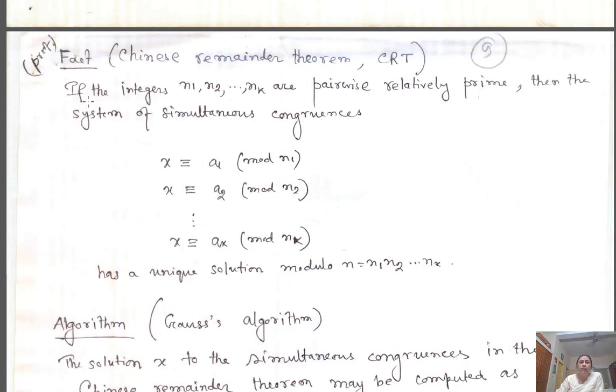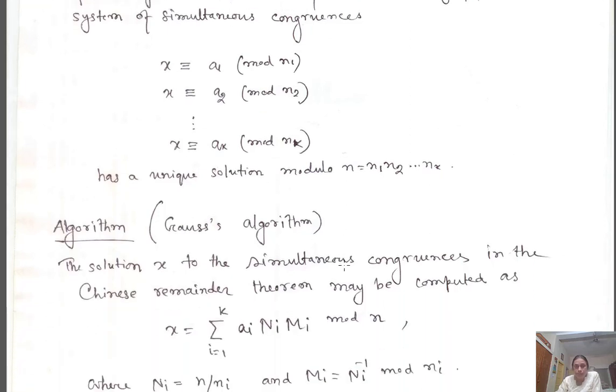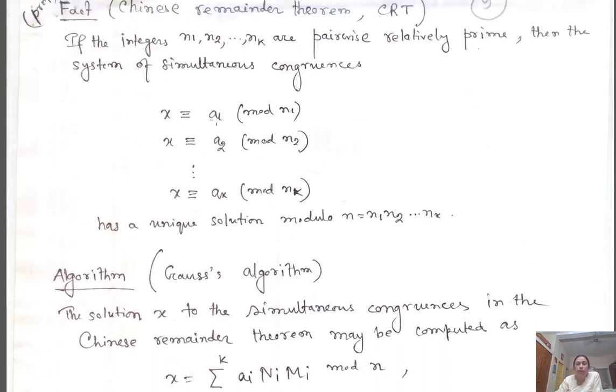So if the integers n1 to nk are pairwise relatively prime, then the system of simultaneous congruences has a unique solution modulo the product of all these moduli. So this system has a unique solution modulo n equal to n1 into n2 into nk. The condition is that these moduli are pairwise relatively prime. So it has a unique solution, and what is the solution?